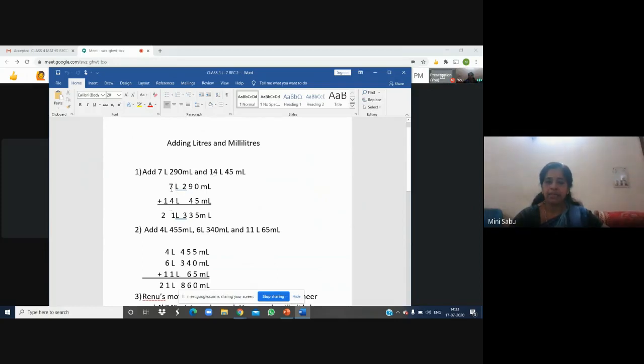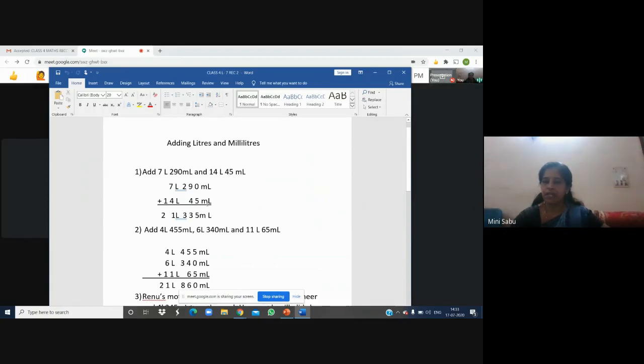If you want to add 7 and 14, you will write the ones place one below the other. So 7 has only ones place. So 14's 4 in the ones place, I wrote below 7 and 1 in the tens place. And similarly, when you write milliliter, we should write milliliter below milliliter and liter below liter. This one is 290 ml. And below this, we have to write this 45 ml.